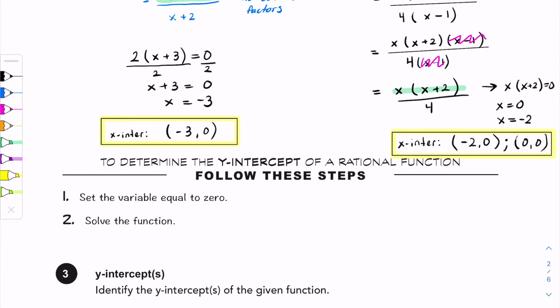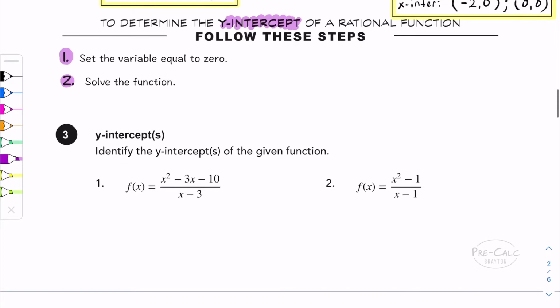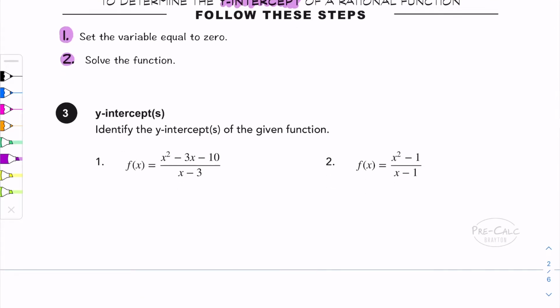Next is our y-intercept. Finding the y-intercept should be something you remember from the past. In this case, you set the variable equal to 0, and then you solve the function. You'd be solving for y. I know sometimes it says f of x, but f of x or y are the same thing. I'm only going to go over the first example here. I think that finding the y-intercept is something we've done quite a bit this year.